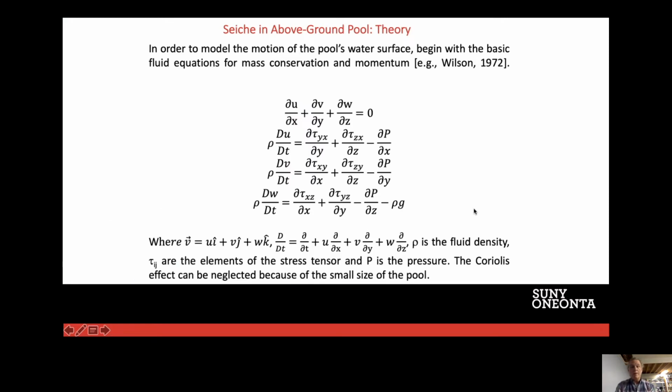So, how do we understand this oscillation? I'm going to move exceptionally quickly through some fluid theory here, but we have essentially the continuity equation, and then the momentum equations in the x, y, and z directions, and there's a gravitational term. The velocity vector has x component u, y component v, and z component w. And the d/dt is the convective derivative.